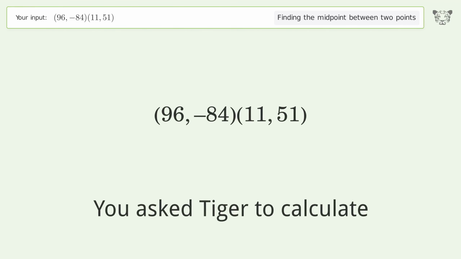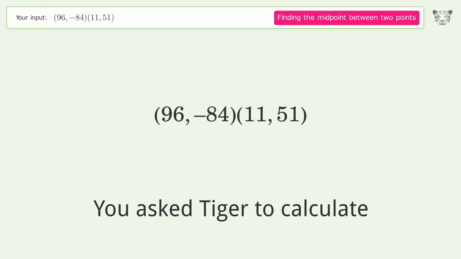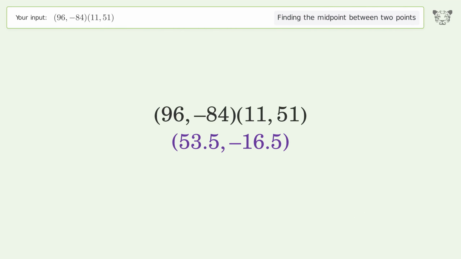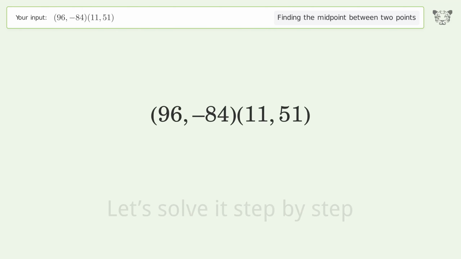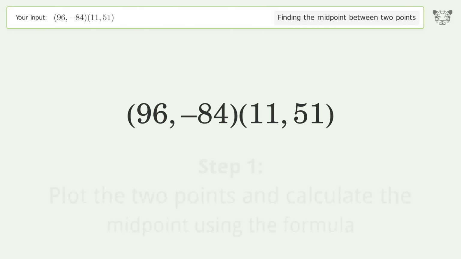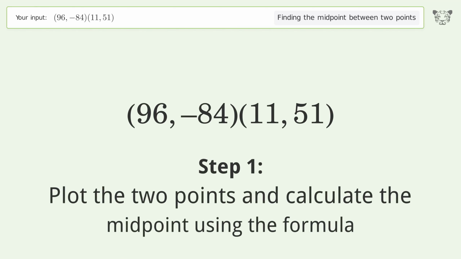You ask Tiger to calculate. This deals with finding the midpoint between 2 points. The midpoint between the 2 points is 53.5, negative 16.5. Let's solve it step by step. Plot the 2 points and calculate the midpoint using the formula.